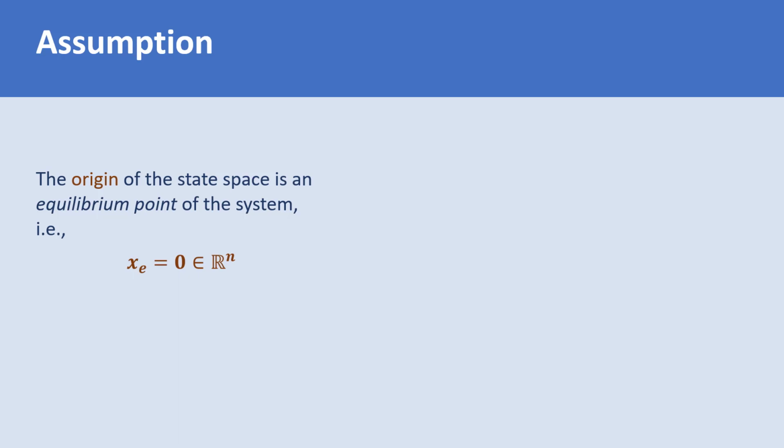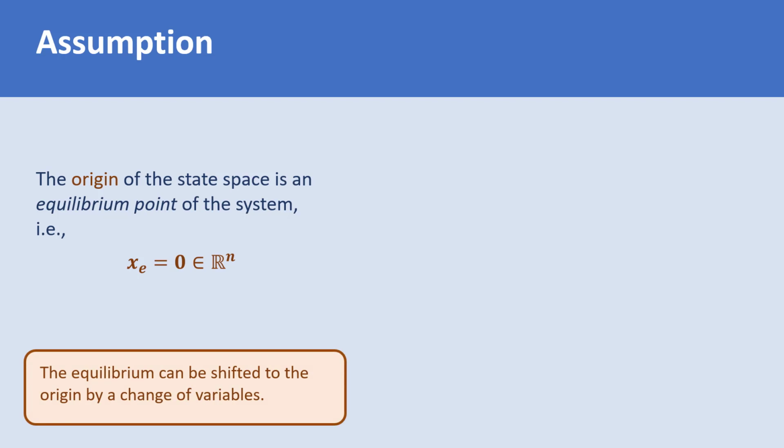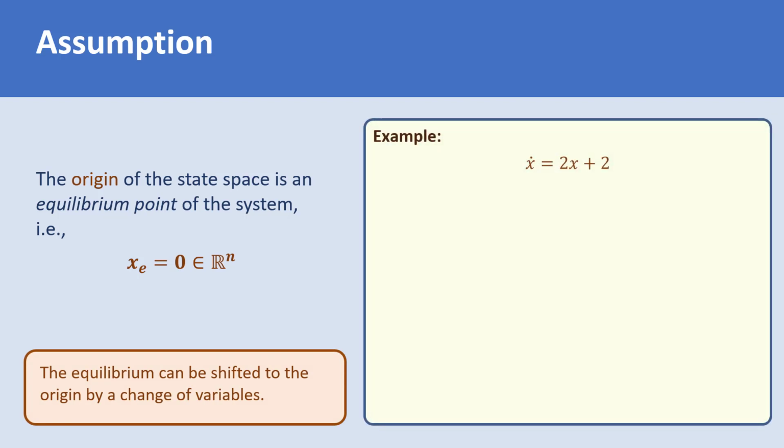If this is not the case for a system, the equilibrium point can be shifted to the origin by a change of variables. As an example, consider the first order system and note that it has one equilibrium point. The equilibrium point can be found by letting x dot be 0. If you don't know what an equilibrium point is or want to learn more about equilibrium points, watch the video linked below. In this example, the equilibrium is at -1 and we want to shift it to the origin.